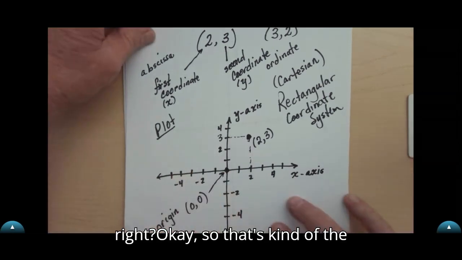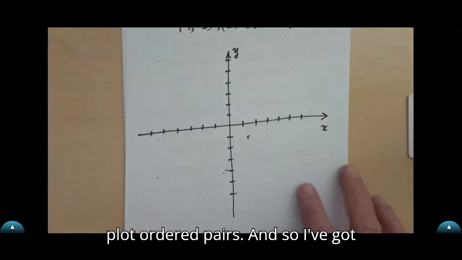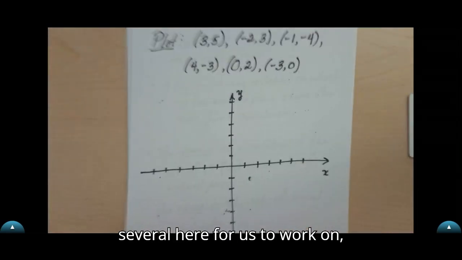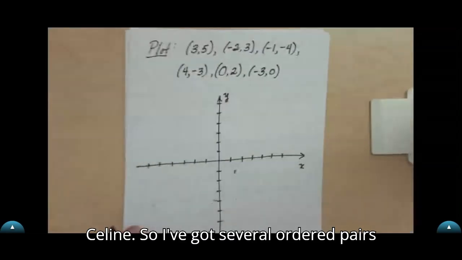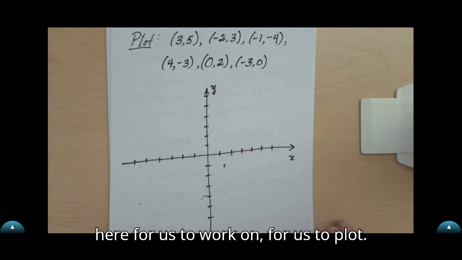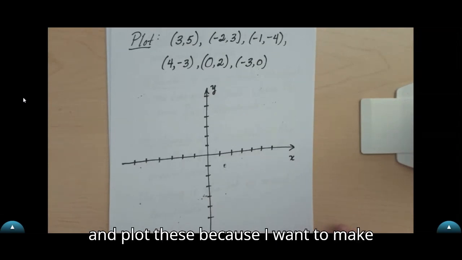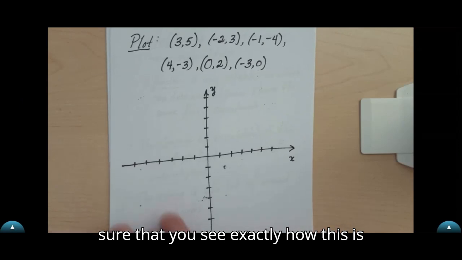Okay, so that's the first thing we need to know, how to plot ordered pairs. And so I've got several ordered pairs here for us to work on, for us to plot. And we're just going to quickly run through and plot these because I want to make sure that you see exactly how this is done.